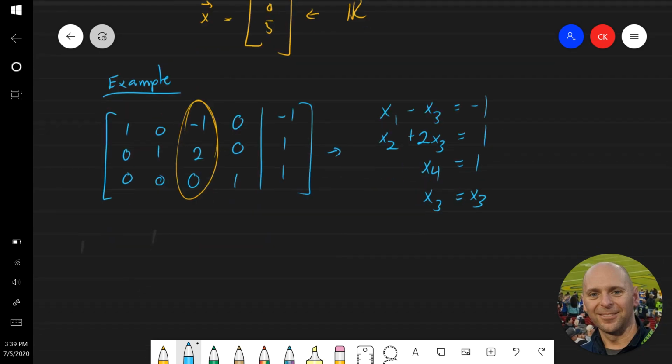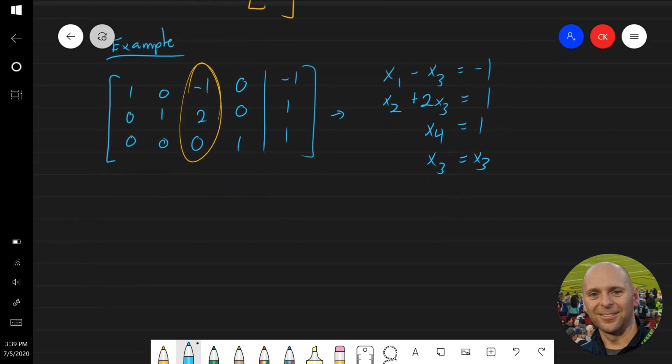And generally, we would take the next step on this and go ahead and write all of these in terms of the free variable. So then we would have that x1 is equal to -1 plus x3. x2 is equal to 1 minus 2x3. x3, of course, is free, equal to itself. And x4 is fixed at 1. So this is generally where we would have left off.